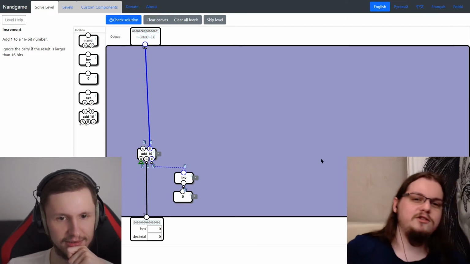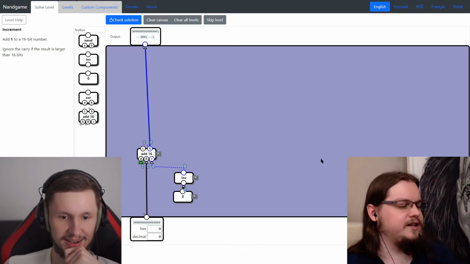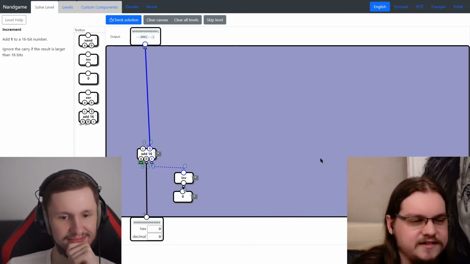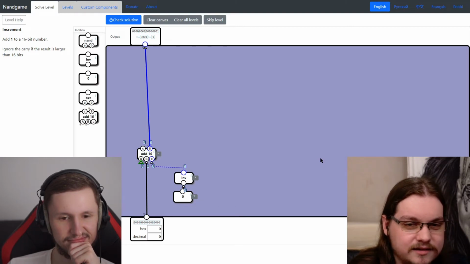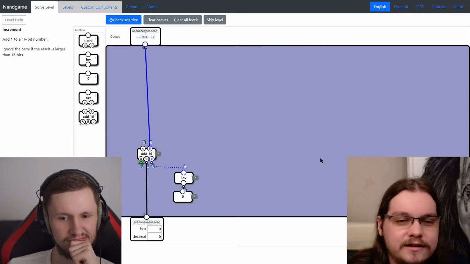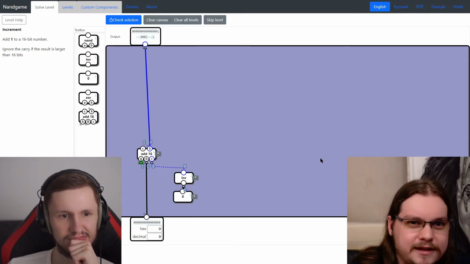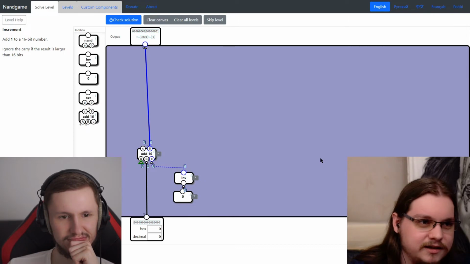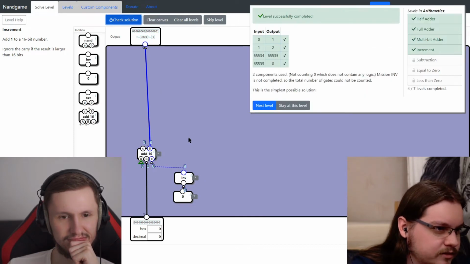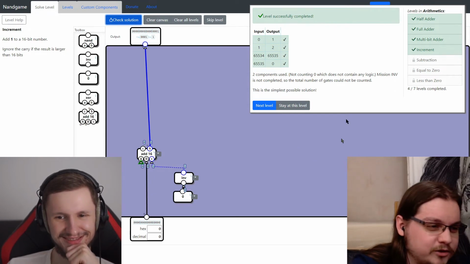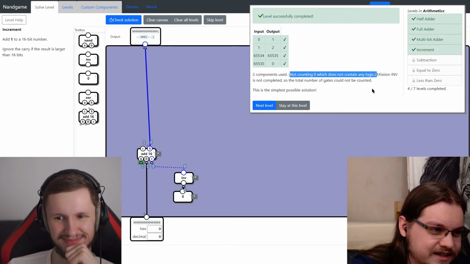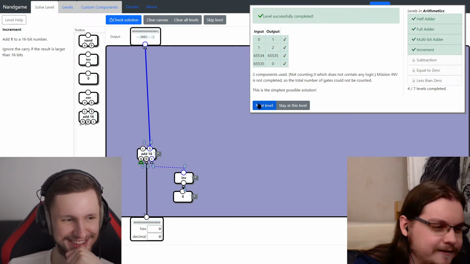Am I doing this correctly? I think so, yeah. The other thing that weirds me out a little bit is that we're using 16-bit numbers, because I think by default an int in a program would be 32 bits, and a lot of times it would make sense to have this be byte-wise, as in 8-bit. So 16-bit seems like a weird compromise. I think this is the length of a short in C++, but that is still a bit odd to me. Yay, we did a thing. Woo! 2 components used, not counting 0, which does not contain any logic. Fair enough.